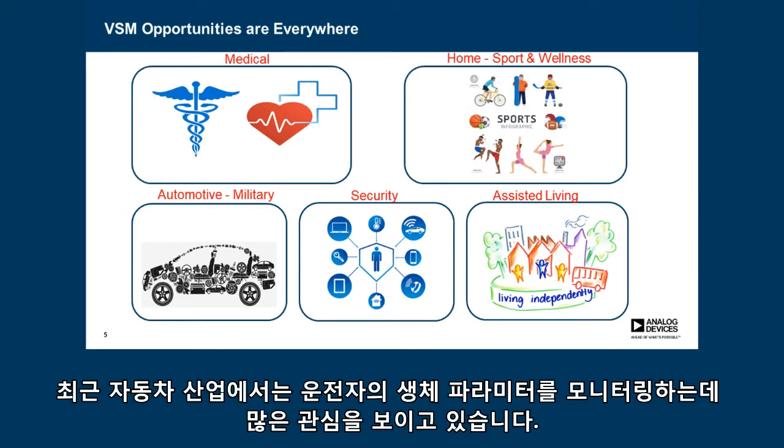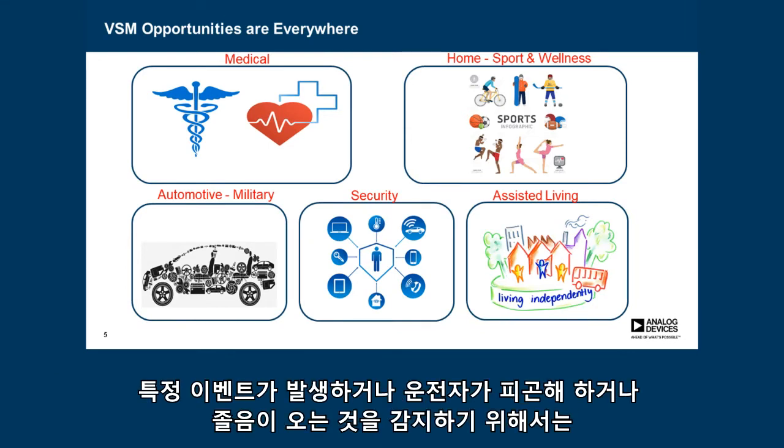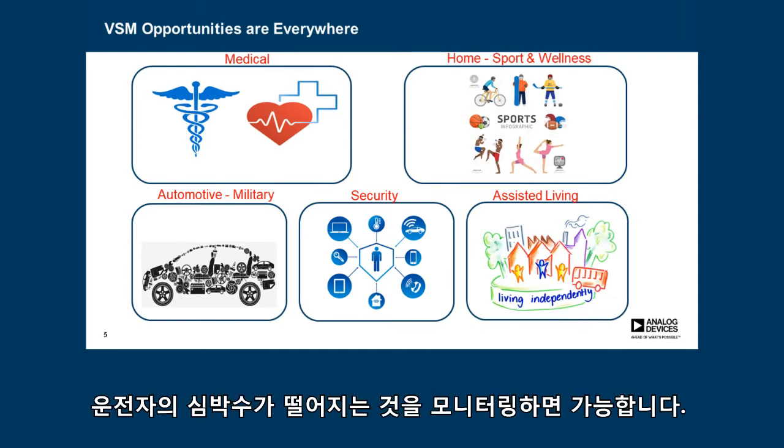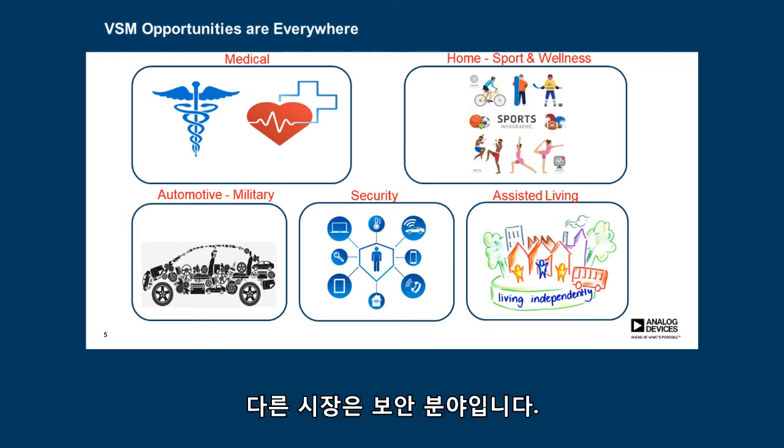Automotive is one of those. So there is a lot of interest these days from the automotive industry to monitor the vital parameters of the driver. And in a car, you can control everything, except the driver. So if there is a certain event happening, or you can detect when a driver starts to get tired and might fall asleep, you can monitor this, for instance, by the heart rate that could go down. And based on that, you can take action, either to try to wake up the driver or to brake the car. The other market is security.